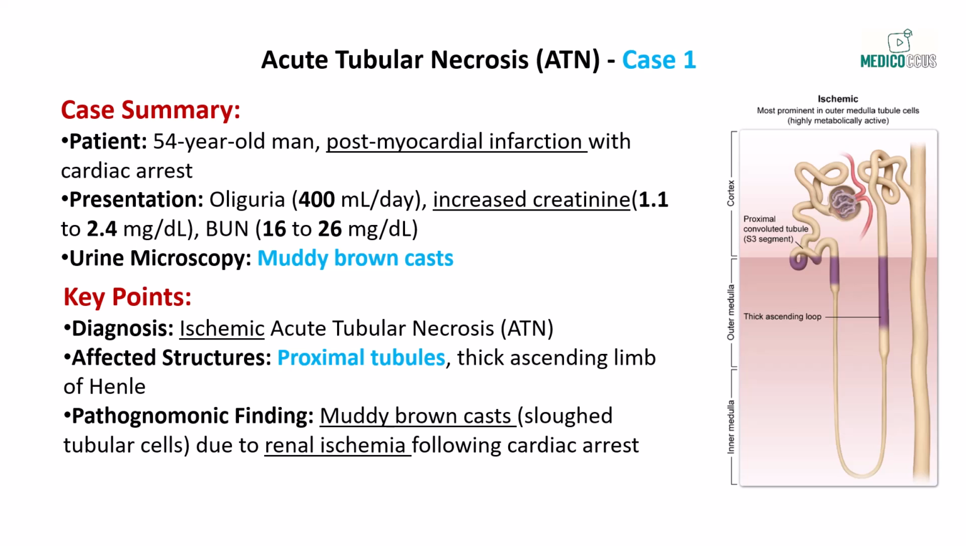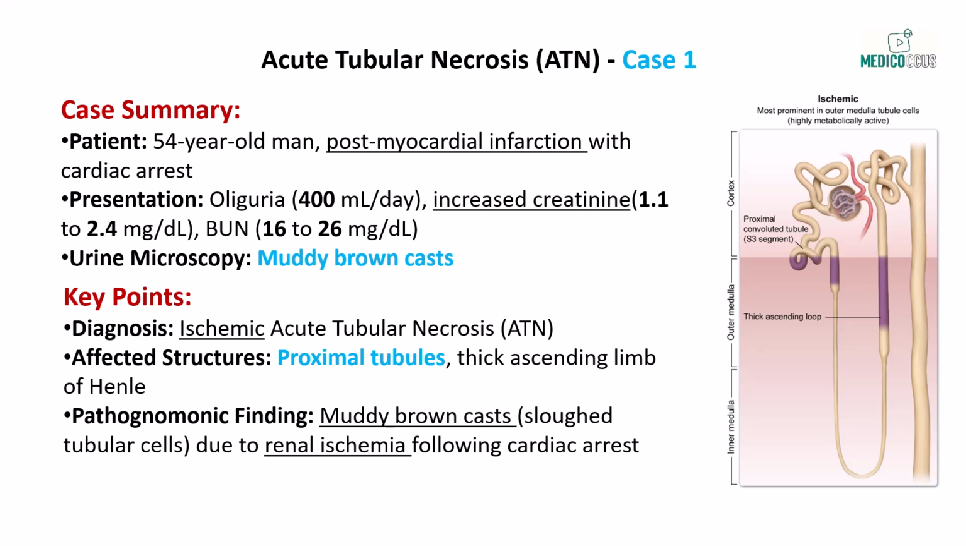And we see in this slide a 54-year-old man who was hospitalized after suffering from an acute myocardial infarction. During his hospitalization, he went into cardiac arrest, but was successfully resuscitated and stabilized in the cardiac ICU. However, on the second day, his urine output dropped to 400 milliliters per day.